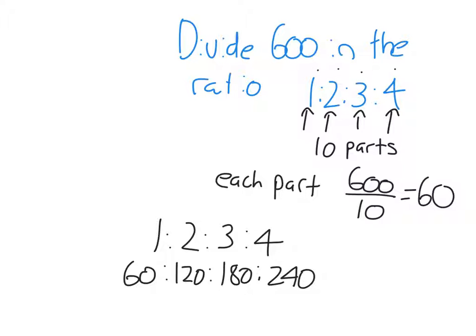As in the previous example, when you're dividing a quantity in a given ratio, all of the quantities should add up to the original number. And that's true here. 240 plus 180 plus 120 plus 60 does equal 600. So we know we've done something right.